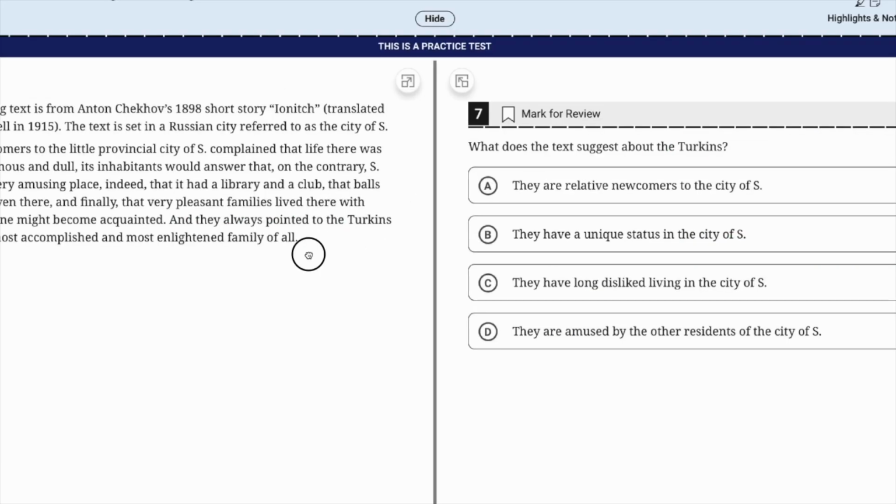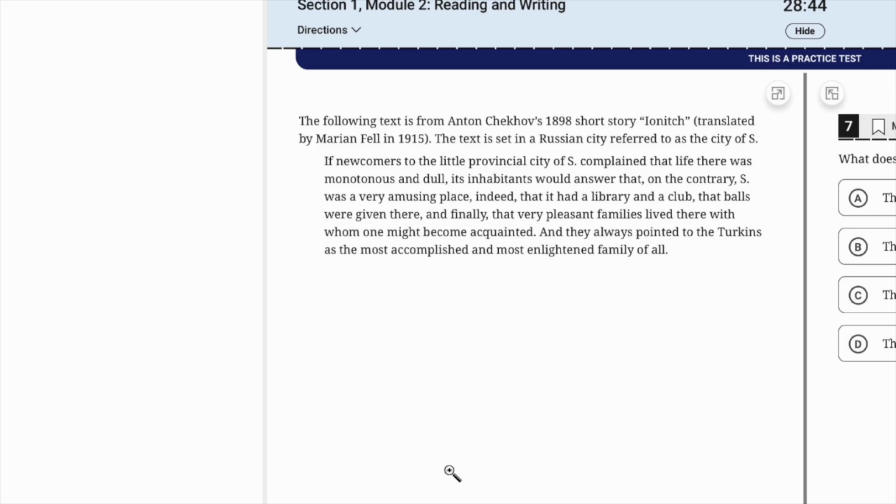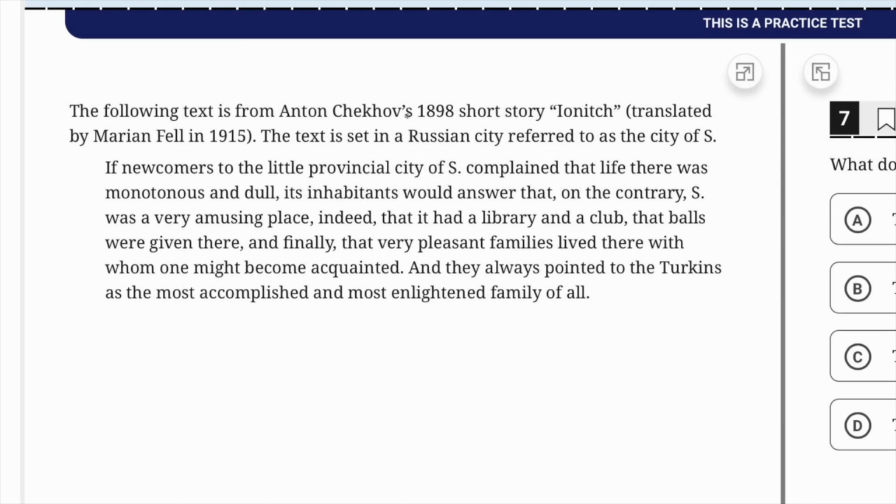What does the text suggest about the Turkins? The following text is from Anton Chekhov's 1898 story, Ionich. The text is set in a Russian city referred to as the city of S. "If newcomers to the little provincial city of S complained that life there was monotonous and dull, its inhabitants would answer that, on the contrary, S was a very amusing place."